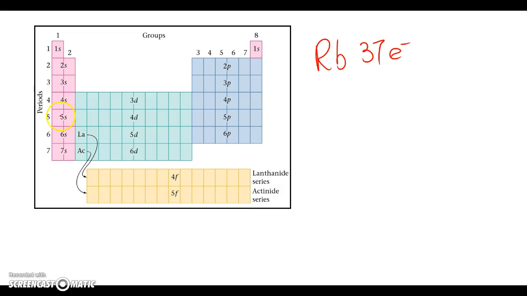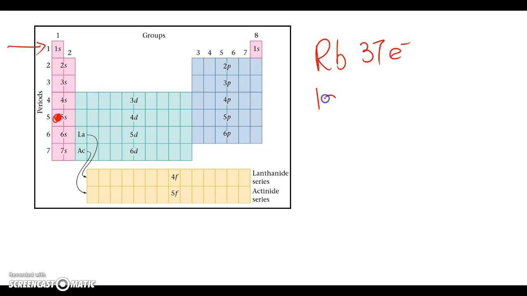Now rubidium sits right here on the periodic table. So we're going to find that we have to work through period 1, 2, 3, 4 into period 5. Rubidium has so many electrons that it will have an electron sitting in the 5th principal energy level. Okay? So let's start at the top left corner.